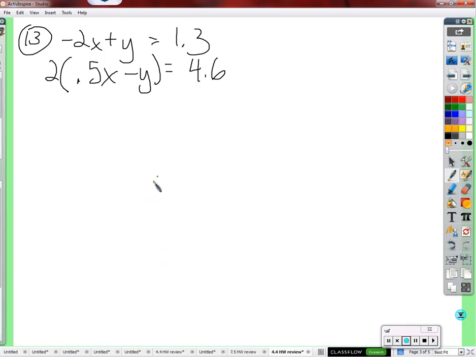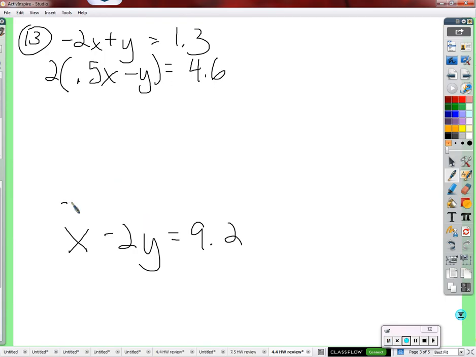We did the distributive property. So if you distribute, you get what Aiden said. 2 times 0.5x is just 1x. I'll write that here. 2 times negative y is negative 2y. 2 times 4.6 is 7.2. It's 9. Dude, it's 9. Thank you. I might have written it down wrong. No, you're 4.6. Yeah, I found 7.2. So 2 times 4.6 is 9.2.